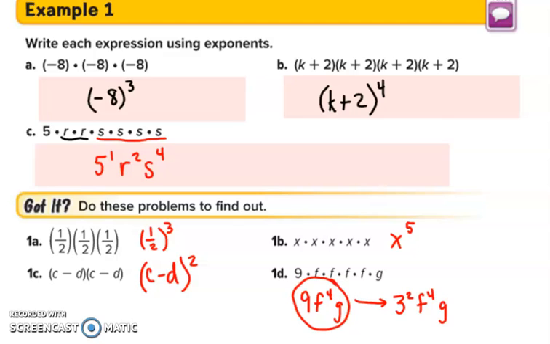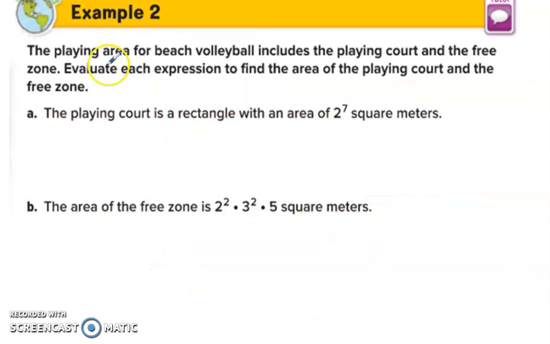Okay, so let's go ahead and look at the next ones. Notice that this one has the word evaluate in it, so that means that we need to do some calculation. Let's go ahead and read this. The playing area for a beach volleyball includes the playing court and the free zone. Evaluate each expression to find the area of the playing court and the free zone.